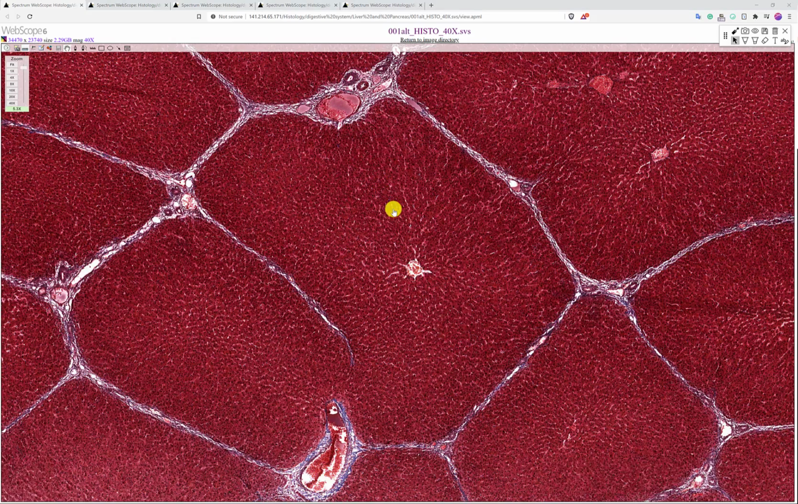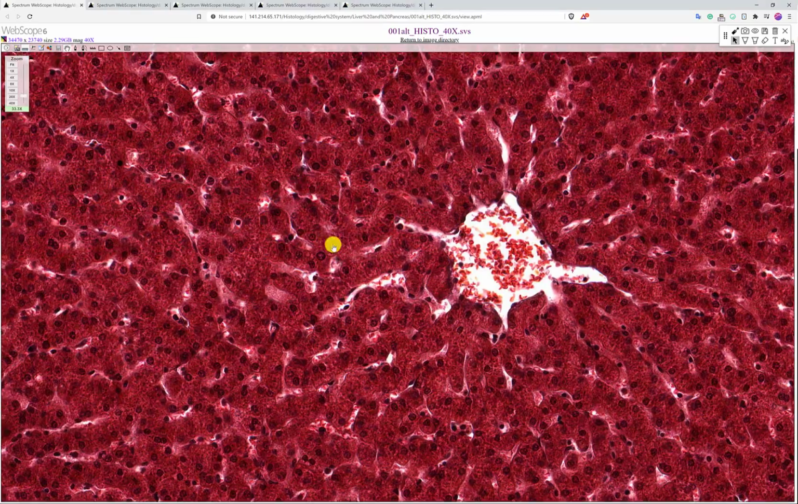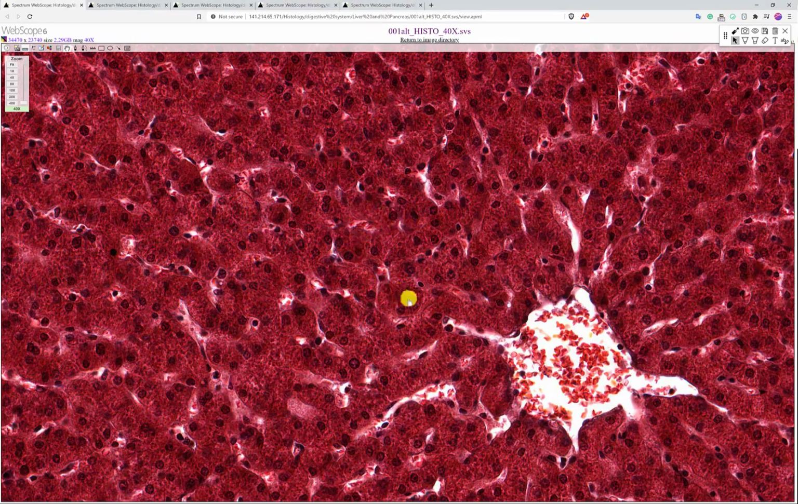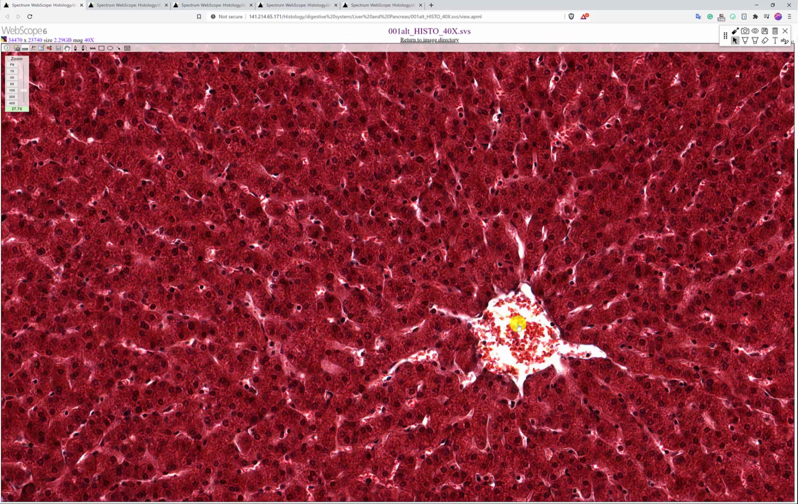The other thing that you need to know for the liver slide is the hepatocytes. And simply you will zoom in and you will see the hepatocytes. These are the liver cells. Each one of them is a liver cell. And here again, the central vein.